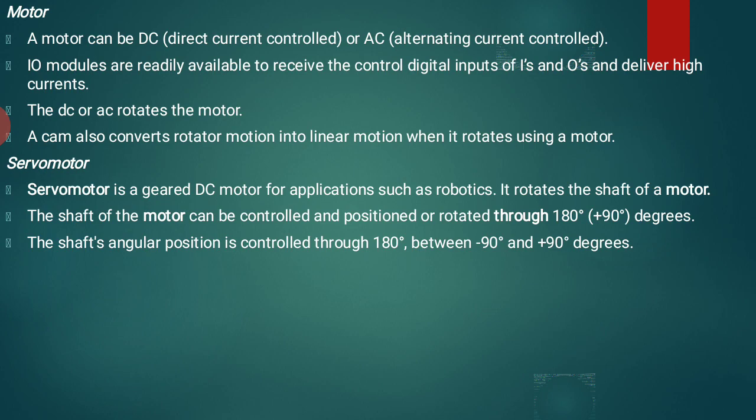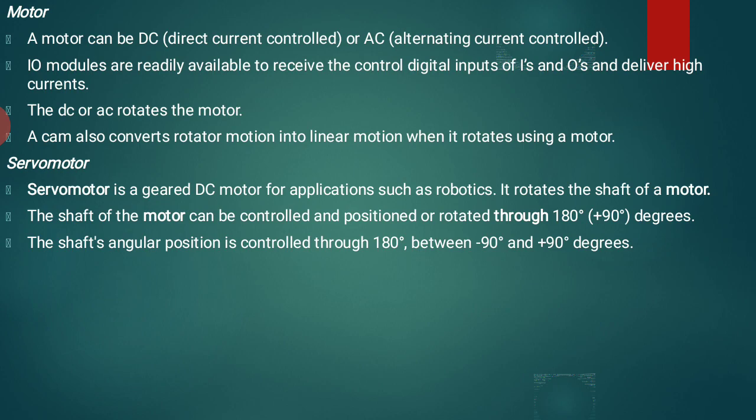It rotates the shaft of a motor directly. The shaft of the motor can be controlled and positioned or rotated through 180 degrees or 90 degrees. Suppose you are using a JCB, it possesses some mechanized gears. Based on those mechanized gears, that shaft is moving.